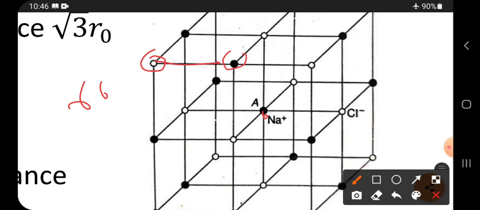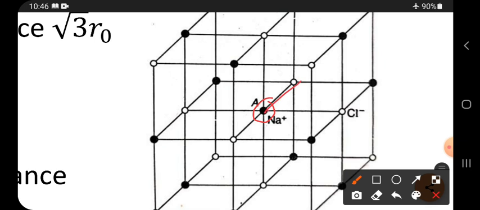So if this distance is r naught, this distance is also r naught, this distance is also r naught. Why is it so? It is sodium, it is chlorine, sodium, chlorine, sodium. So this distance is also r naught. At r naught distance, how many Cl minus are there? So see, it is sodium. Around the sodium, 6 Cl minus have to be present. At what distance? At r naught distance.